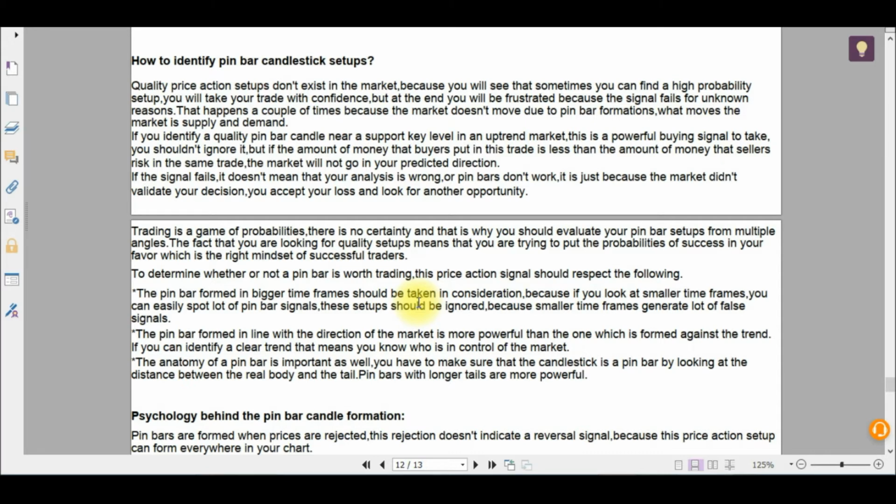It will actually go the opposite, right? So if the signal fails, it doesn't mean that your analysis is wrong. Not all pin bars work. It just means that the market didn't validate your decision. So you have to just expect your loss and look for another opportunity.